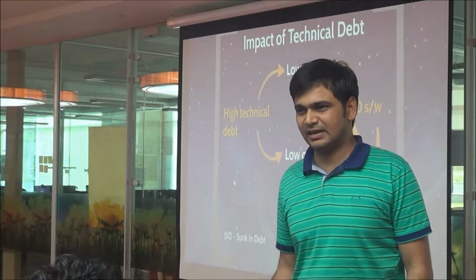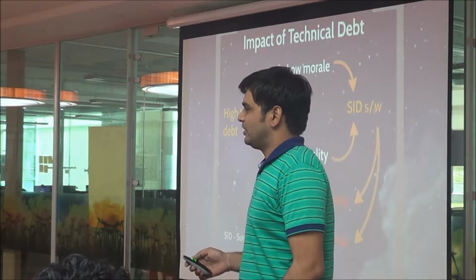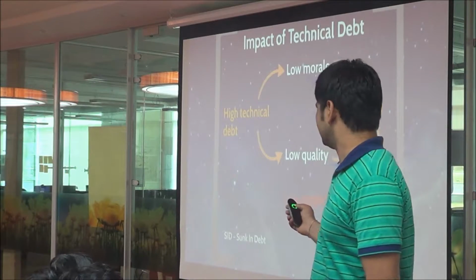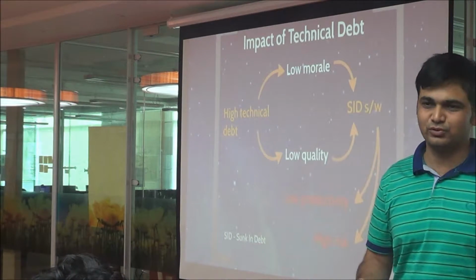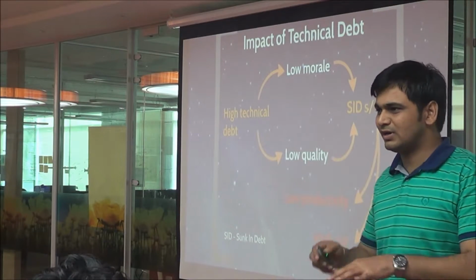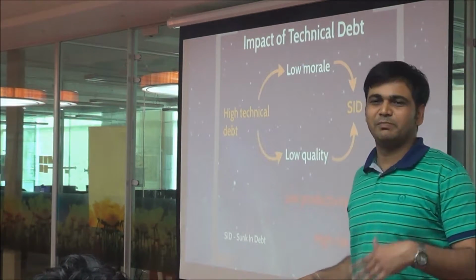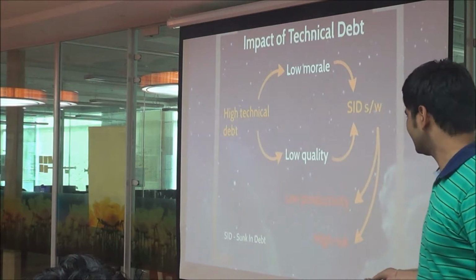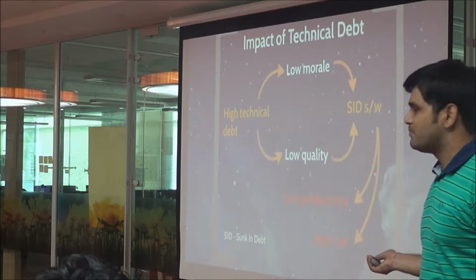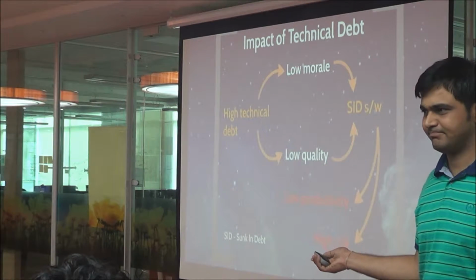Productivity and risk are both related to understandability. If you don't understand, you will struggle to change and it will take more time for you to introduce a change. In the same way, since you don't completely understand the whole thing, it's very likely that you will make some mistake. So it's a high risk also. These are the consequences or impact on your project if you have high technical debt.